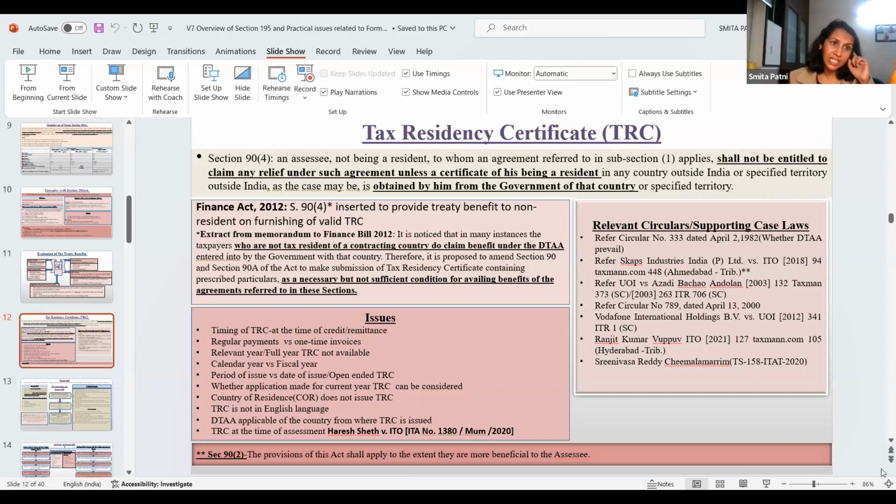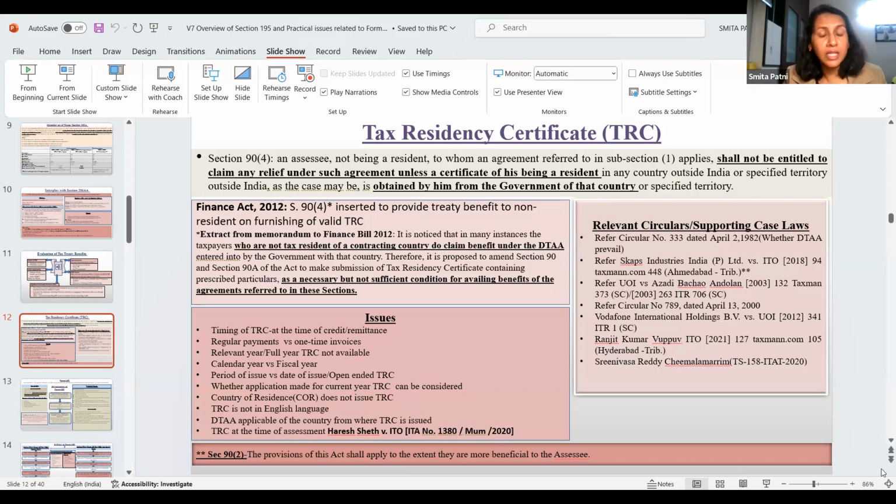TRC can also be given at the time of assessment, in case the non-resident is unable to provide the TRC at the time of payment, at the time of deducting TDS. If the case has gone to assessment, he can furnish the TRC at that time also. There has been a Mumbai ITAT case law for the same.